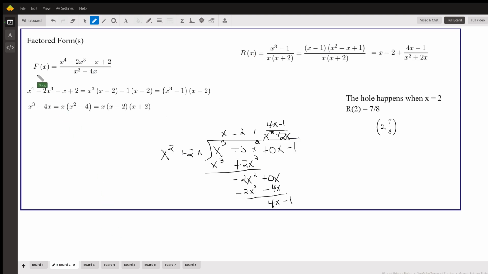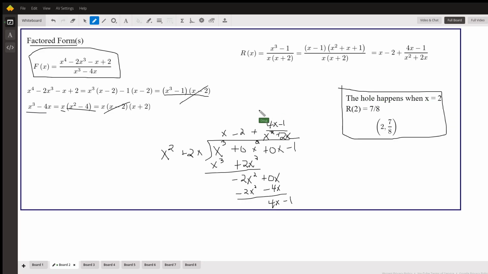Here's the original function. And let's factor that. The numerator we can factor by grouping into x cubed minus 1 times the quantity x minus 2. The denominator, we can factor out the GCF and then factor x squared minus 4 as a difference of squares. And the whole point is that these x minus 2's cancel out. So there's a hole at x equals 2, and the hole appears at the point 2 comma 7/8.